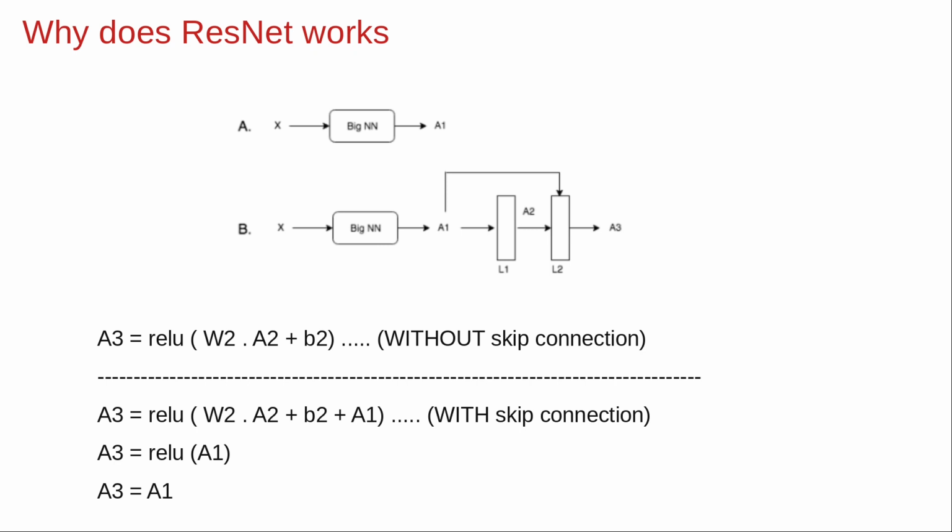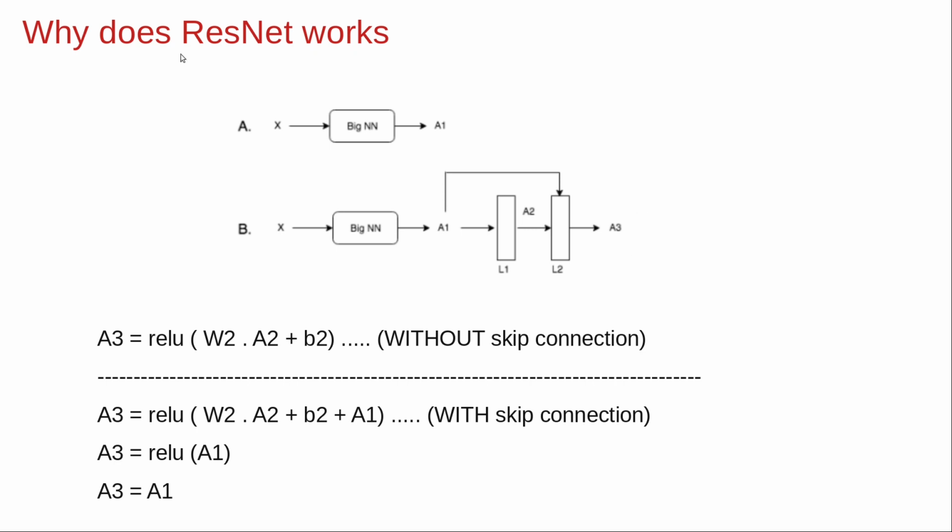Now let's quickly see why ResNet works at all. I have 2 neural networks, A and B. A does not have any residual layer, so here the input X is passed through this neural network to give my activation A1. And then B is a deeper neural network, and here I have a residual layer with 2 extra layers and a skip connection. So my input X is passed to A1, and the activation A1 is passed through these residual blocks to give my final activation A3.